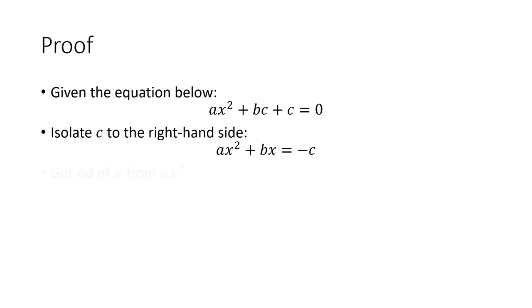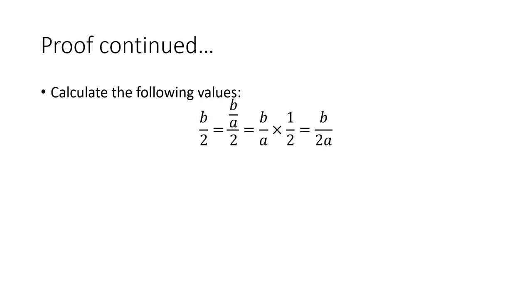The next step is to get rid of a from ax squared. Because a is multiplied to x squared, we have to divide it from ax squared. Now, because this is an equation, we always have to maintain that the left-hand side equals the right-hand side. So we have to divide both sides and every term by a. So we get x squared, because a cancels out for ax squared, and then we have b divided by a times x equals negative c divided by a.